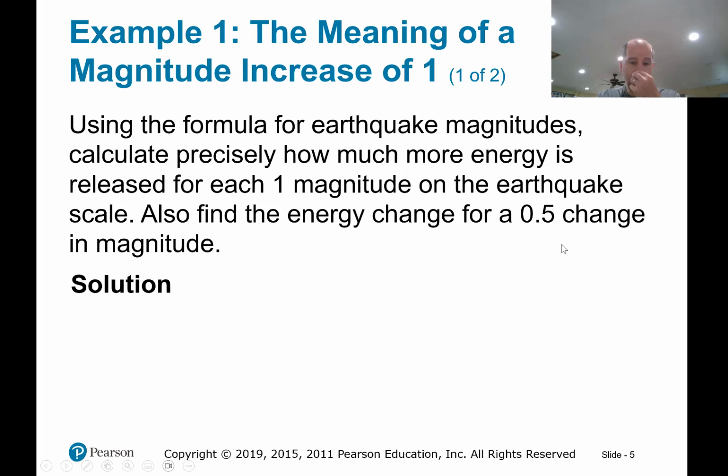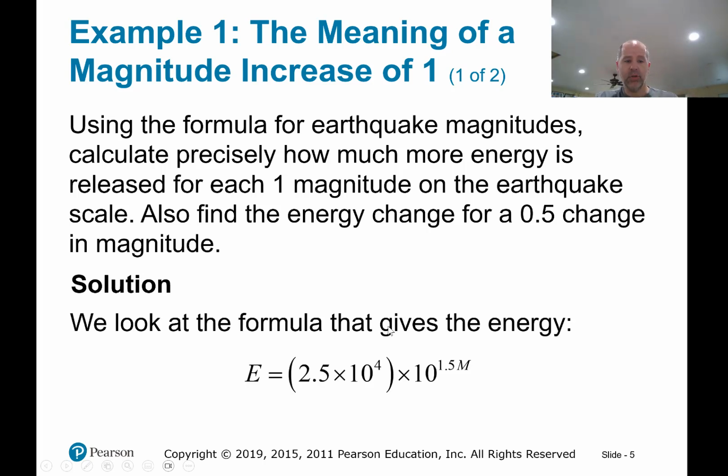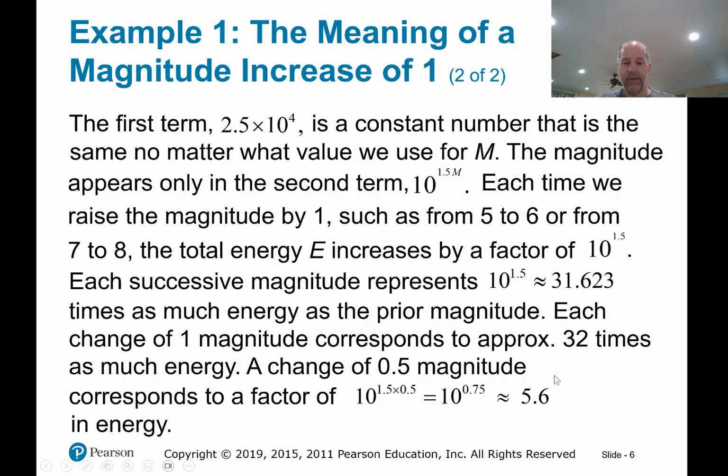Okay. So whenever we're comparing things, we're going to divide. So we're going to look at the formula for each that gives us the energy, right? So this is the exponential formula, giving us the energy released for each magnitude. M stands for magnitude. We could do this going from 1 to 2, 2 to 3, 3 to 4, it doesn't matter. So what we're going to do is divide.